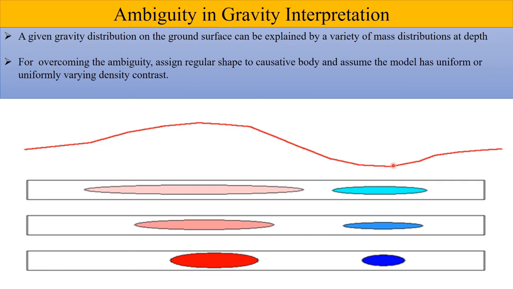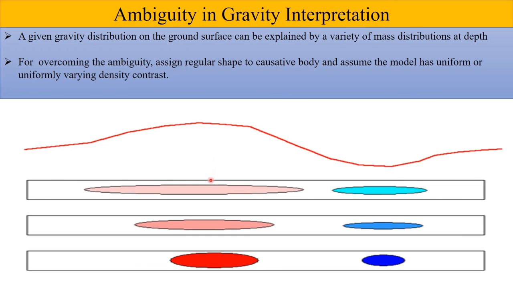So we need thorough knowledge about the regional and the residual anomaly, how they behave, and how the profile looks. But due to the ambiguity, what is our duty? We have to assign a regular shape to the causative body for simple modeling, and we have to assume that the model has uniform or uniformly varying density contrast. If there is any body with a complicated shape, as per our basic needs, we can give it a regular shape for which the gravity modeling is known, and we can accordingly find the gravity anomaly profile and model it. This is called the gravity ambiguity.